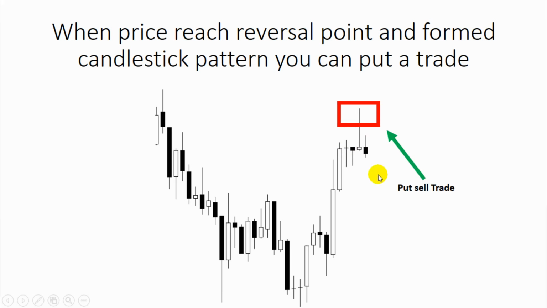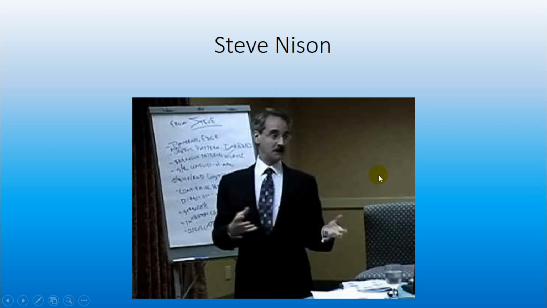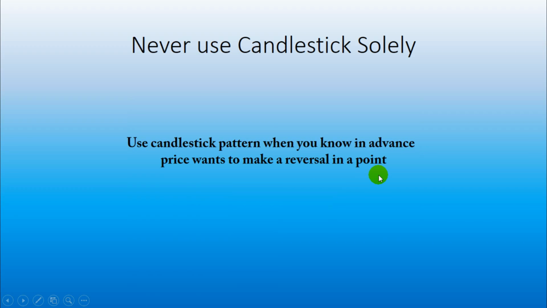Then use the candlestick pattern. Even Steve Nison, the guy who introduced candlesticks to the Western world and wrote some books about it, said in his seminar, don't use candlesticks solely. Use them with Western tools. In other words, use them with some analyzing system that tells you a point is a reversal point, and then use candlesticks for confirmation.